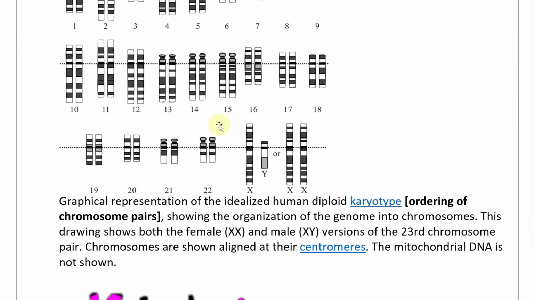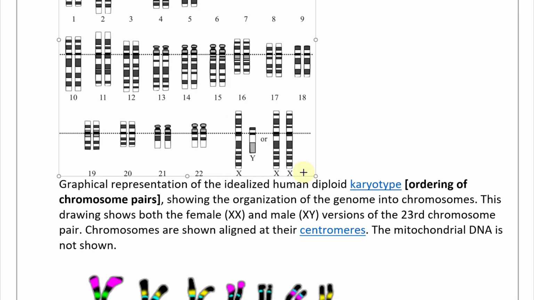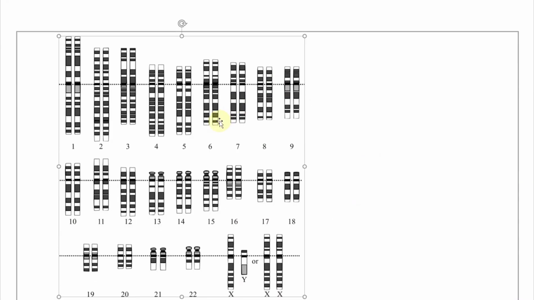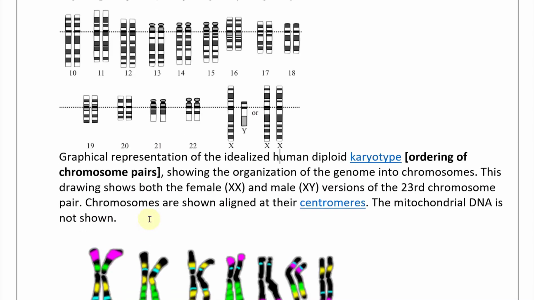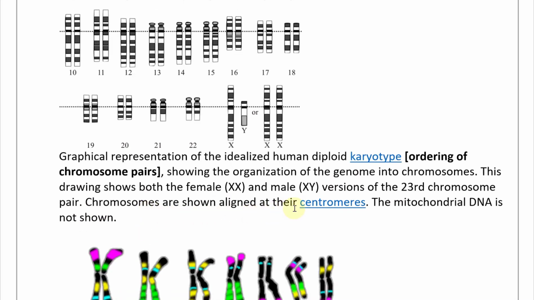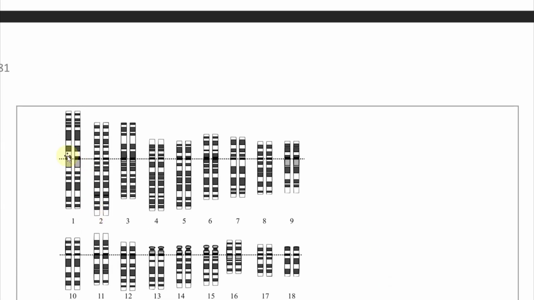Continue further. So here is a graphical representation of these chromosomes. It is the idealized human diploid karyotype, which is an ordering of chromosome pairs, showing the organization of the genome into chromosomes. This drawing shows both the female XX and male XY versions of the 23rd chromosome pair. Chromosomes are shown aligned at their centromeres. The mitochondrial DNA is not shown. So centromeres, where they connect to each other.